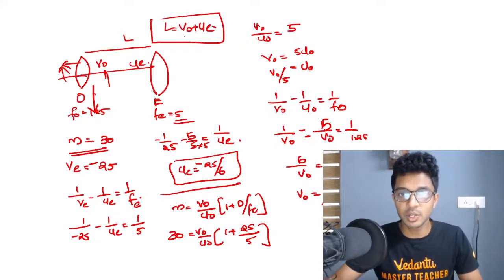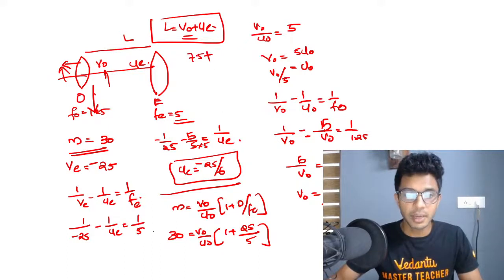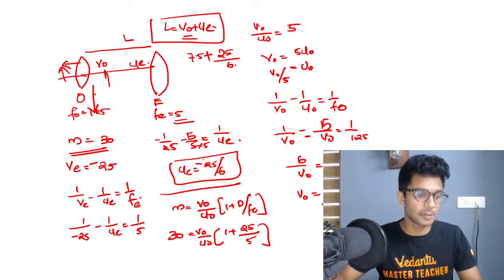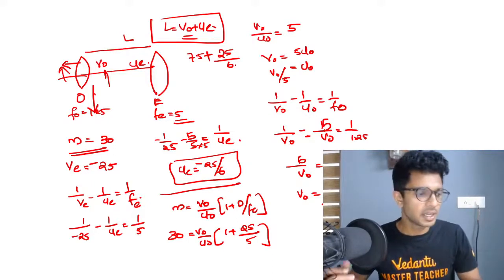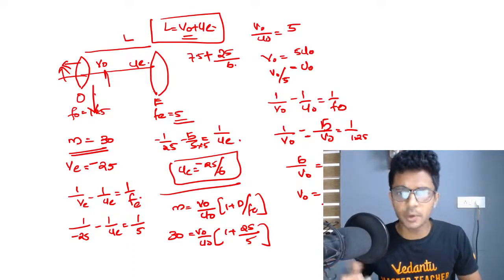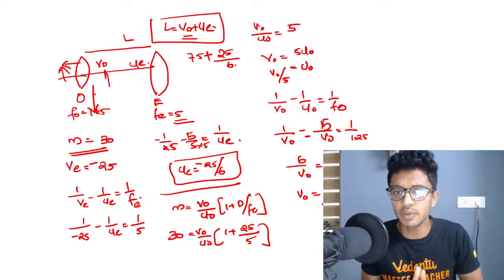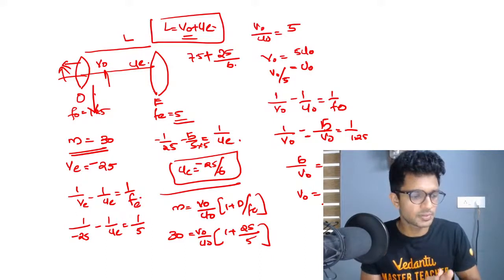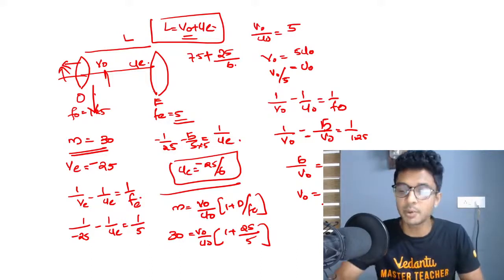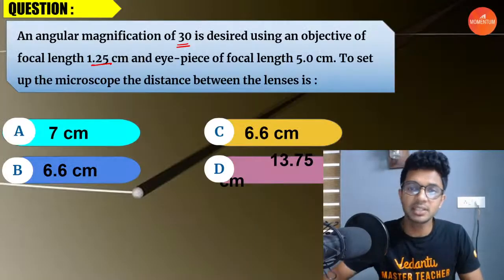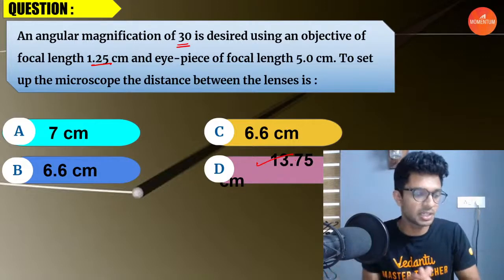So length is equal to magnitude of V naught, that is 7.5, plus UE. What is UE? The magnitude only we want, that is 25 by 6. We won't consider this negative sign, right? Others, I hope my voice is audible to everyone, right? Yes or no? So 7.5 plus 25 by 6 will almost come around 13.75.